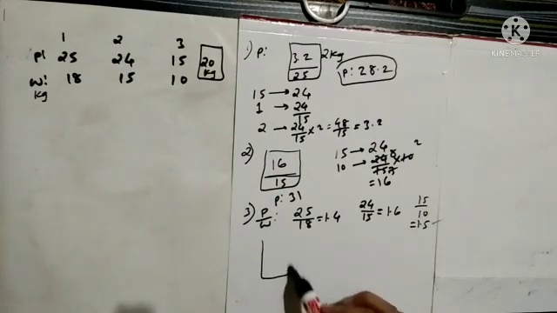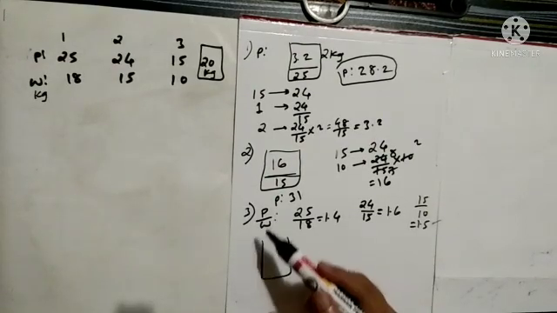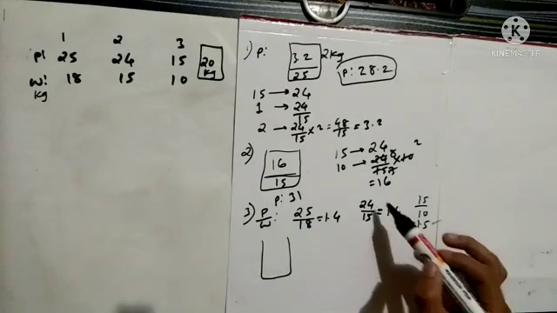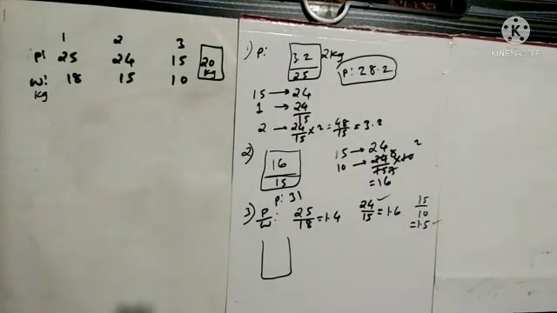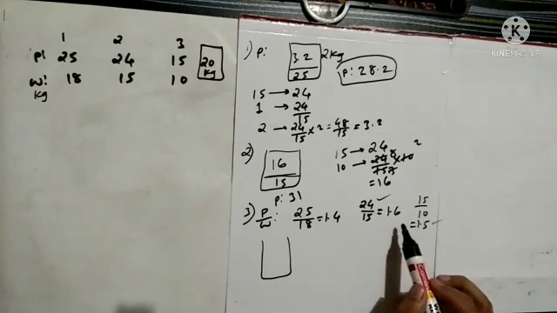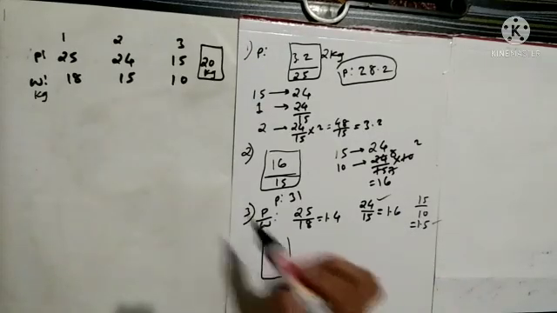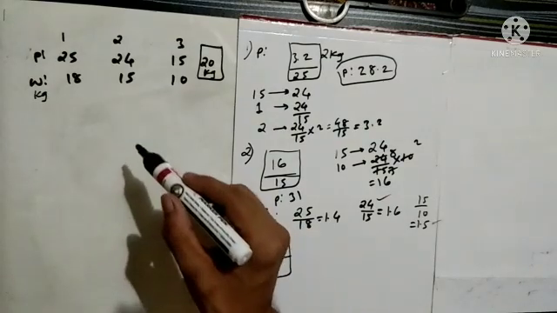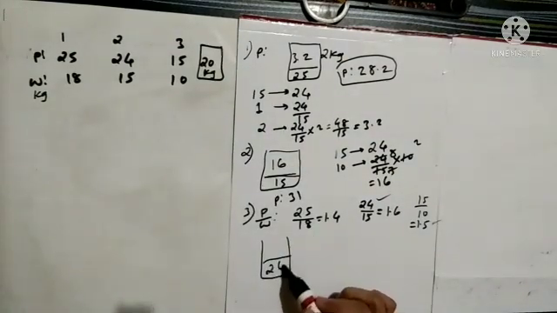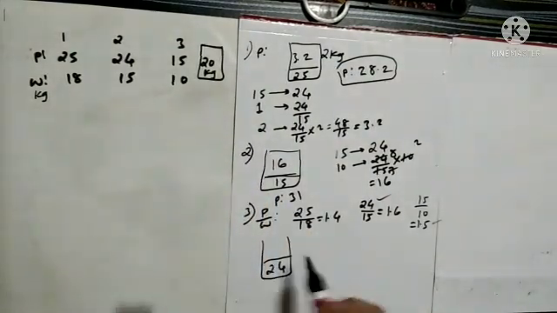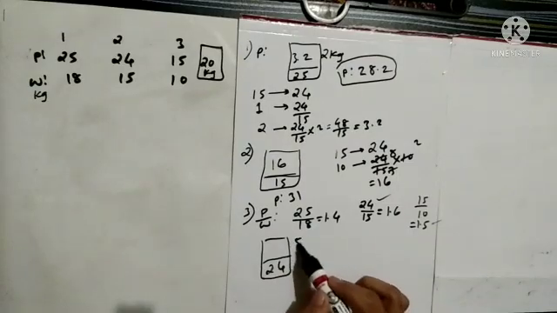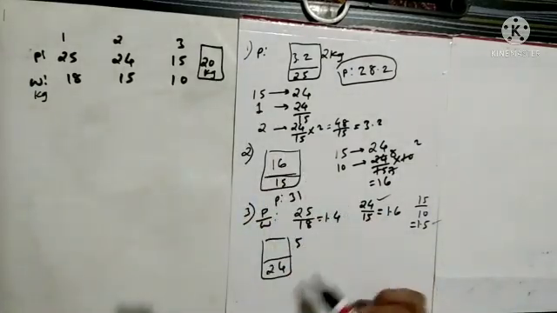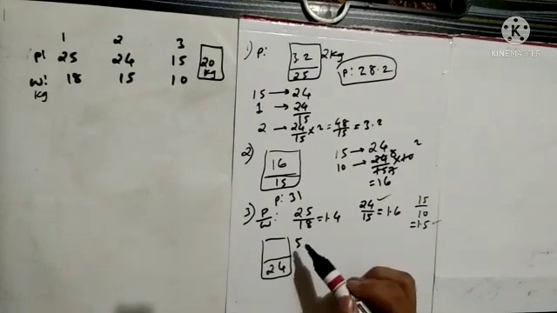Now I'll put first in my knapsack the object which has the greater P by W ratio. See, the second object has the greater P by W ratio, that is 1.6. It has a weight of 15 kg, so I'll put it and get a profit of 24 rupees. After putting 15 kg, I am left with 5 kg, because originally the knapsack contains 20 kg.